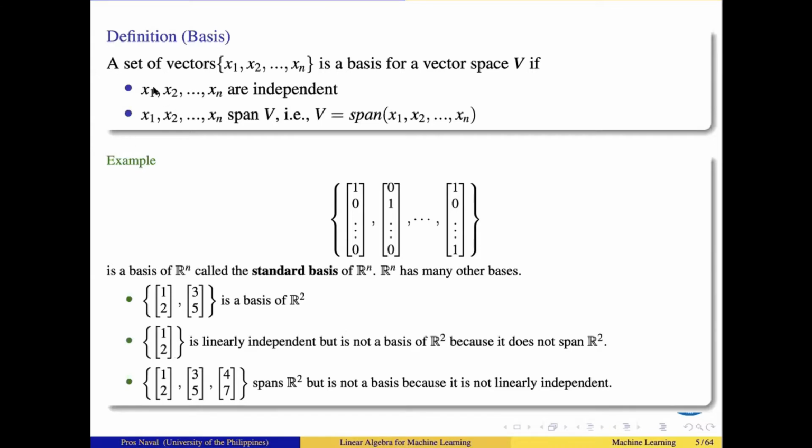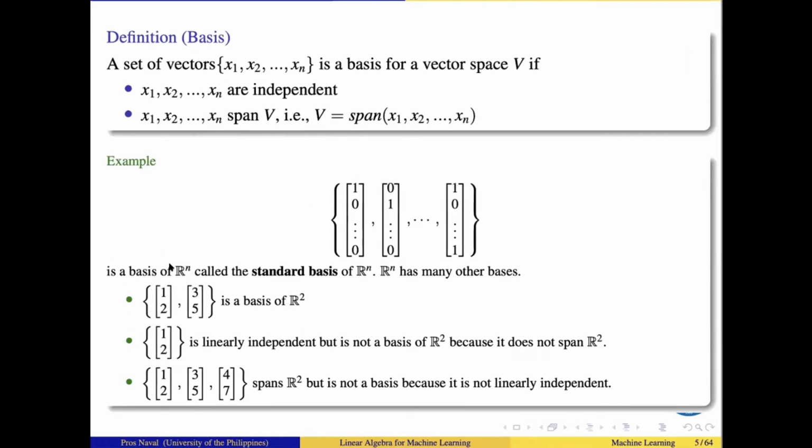Basis. A set of vectors x1 to xn is a basis for a vector space V if x1 to xn are independent and x1 to xn span the vector space. That means V is the span of x1 to xn. For example, we have this set of vectors. These vectors reside in Rn, and there are n of these vectors.